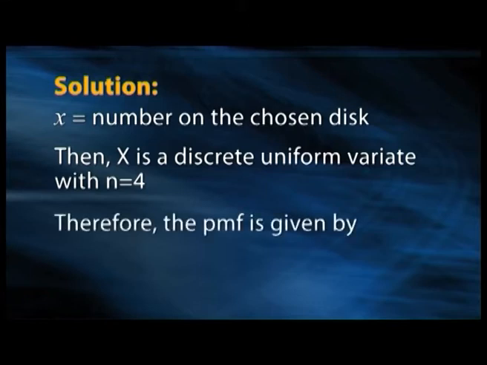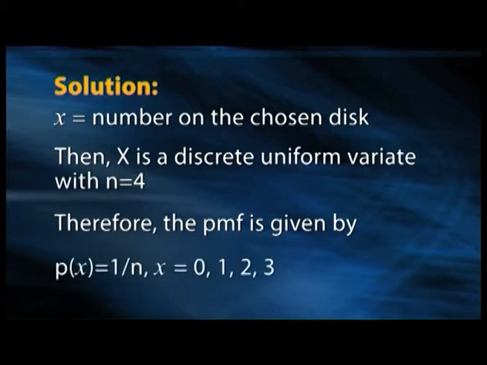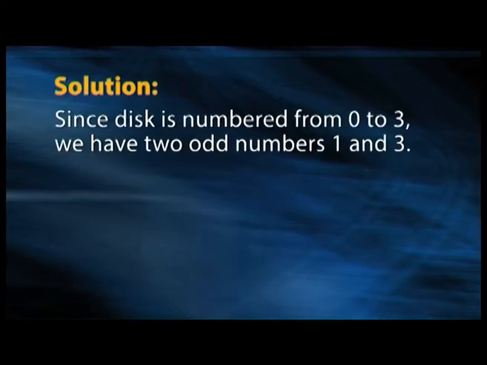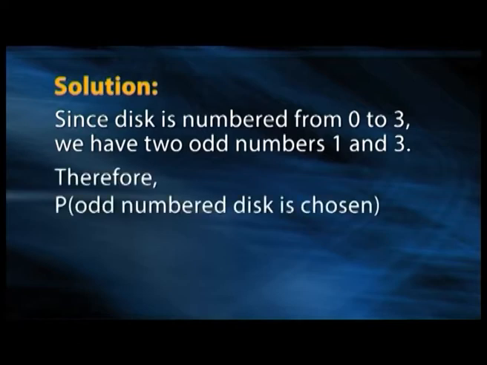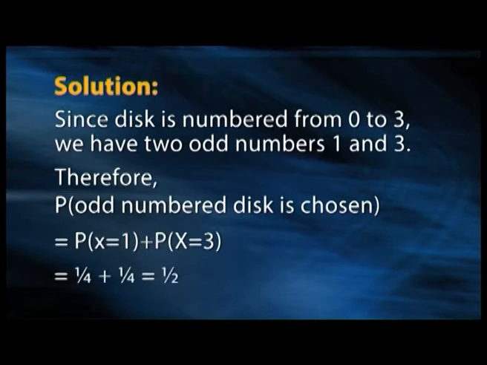Therefore, the probability mass function is given by P of X is equal to 1 by n, X takes values 0, 1, 2 and 3. Since disk is numbered from 0 to 3, we have 2 odd numbers, 1 and 3. Therefore, probability that odd numbered disk is chosen is equal to P of X is equal to 1 plus P of X is equal to 3, which is 1 by 4 plus 1 by 4, equal to half.